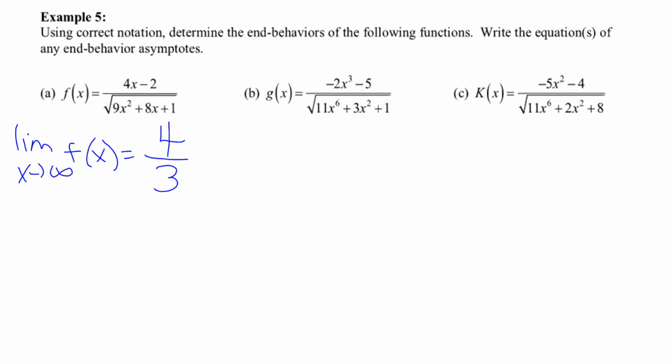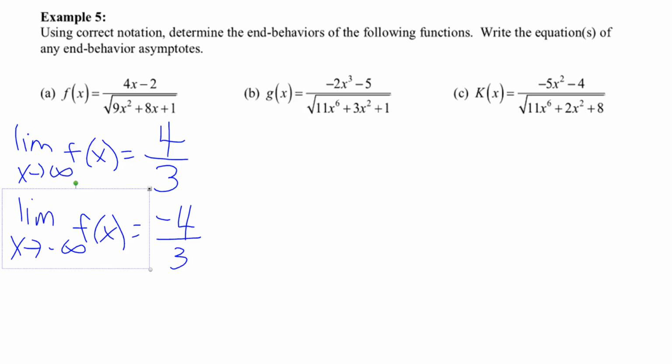All right, and let's see if that changes. We have the limit as x approaches negative infinity of f of x. The top would be negative. The bottom would be positive if you put it in just as is. So we have negative 4/3. So in this case, we have horizontal asymptotes at y equals 4/3 and y equals negative 4/3.